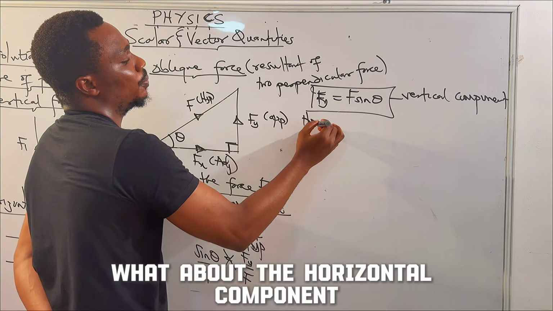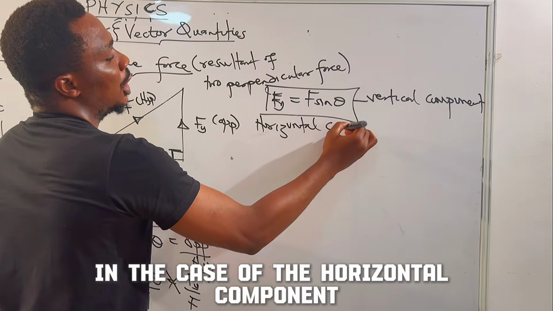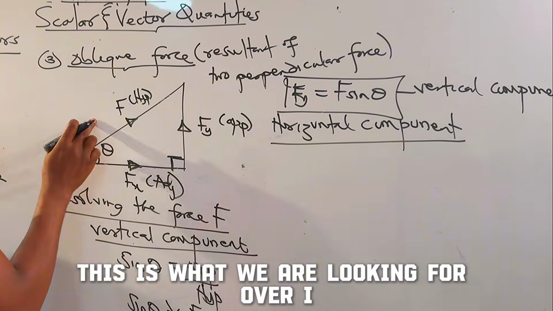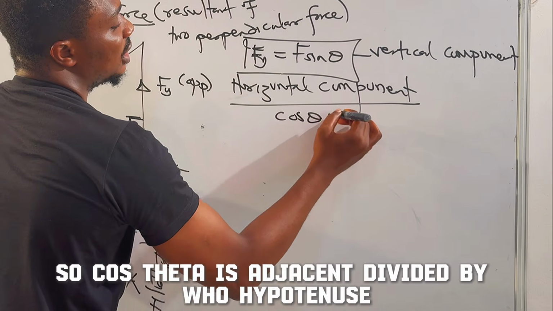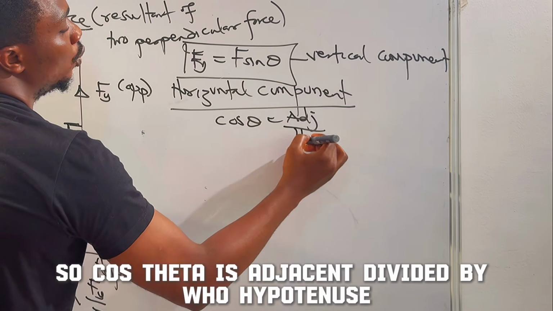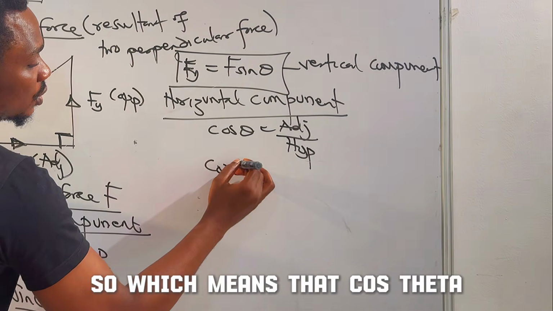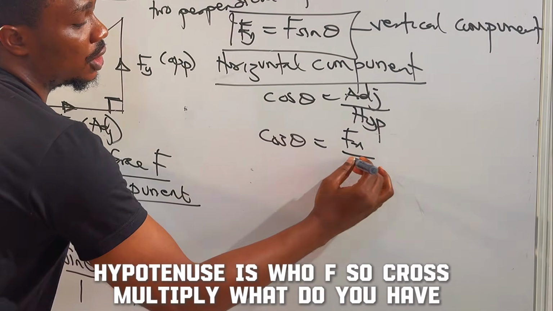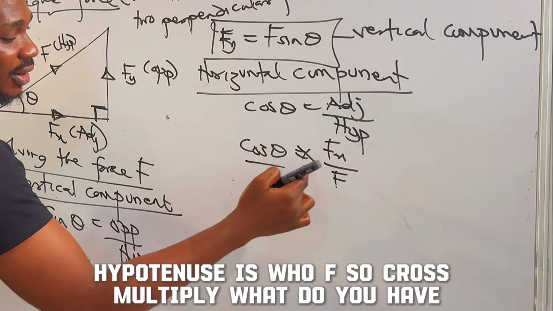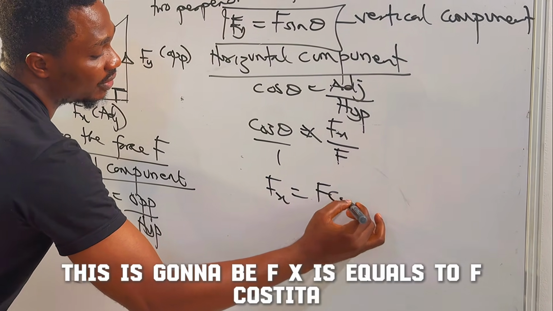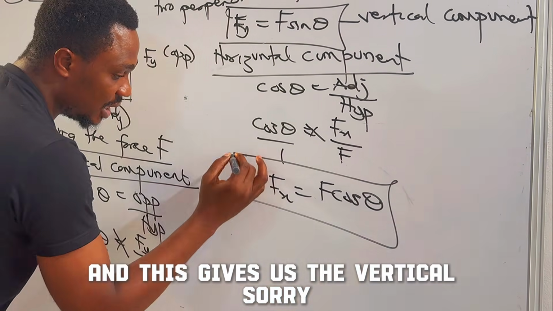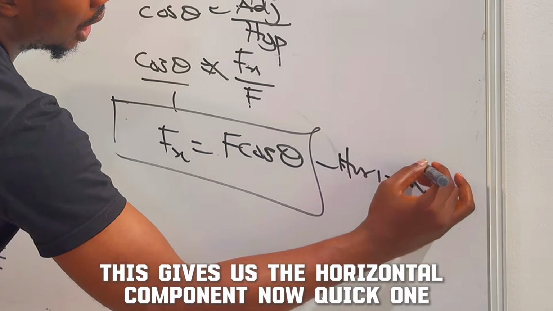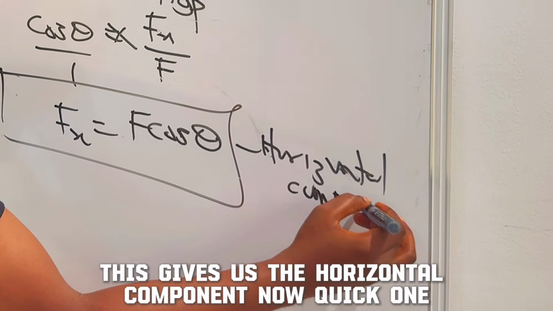What about the horizontal component? What do we have in the horizontal component? This is adjacent, what we're looking for, over hypotenuse, that's your word, cos. So cos theta is adjacent divided by who? Hypotenuse. So cos theta, adjacent, what's adjacent here? Fx. What is hypotenuse? F. So cross multiply, what do you have? Fx is equal to F cos theta. And this gives us the horizontal component.